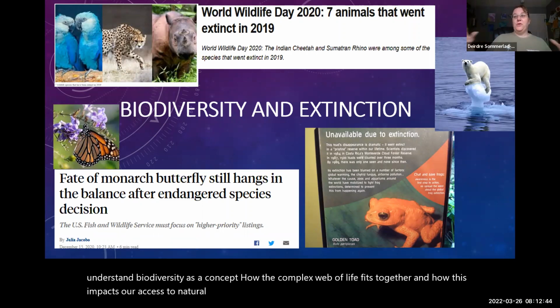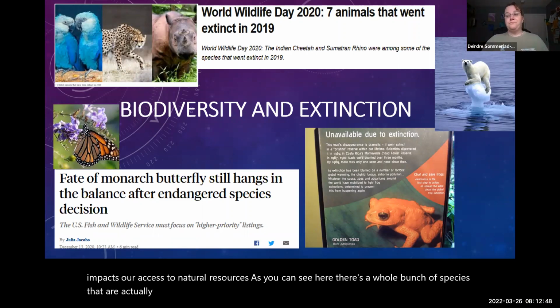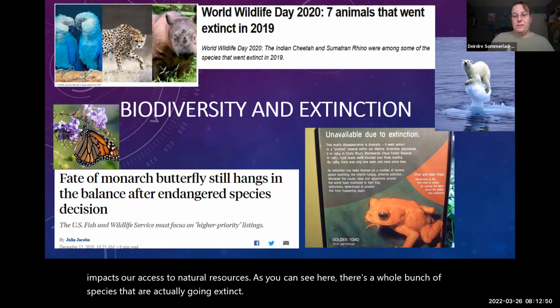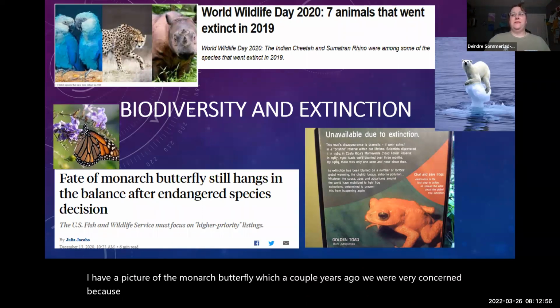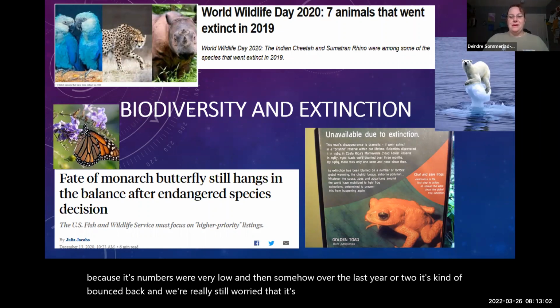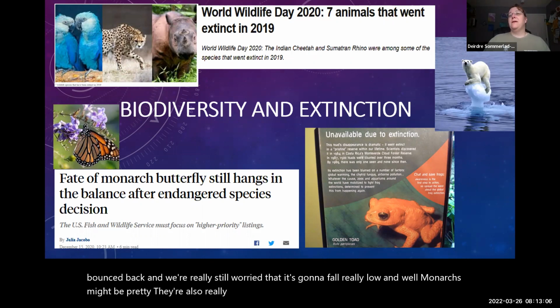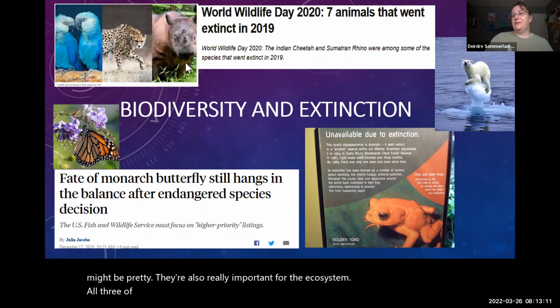As you can see here, there's a whole bunch of species that are actually going extinct. I have a picture of the monarch butterfly, which a couple of years ago we were very concerned because its numbers were very low. And then somehow over the last year or two, it's kind of bounced back and we're really still worried that it's going to fall really low. And while monarchs might be pretty, they're also really important for the ecosystem. All three of these animals are on the verge of extinction.